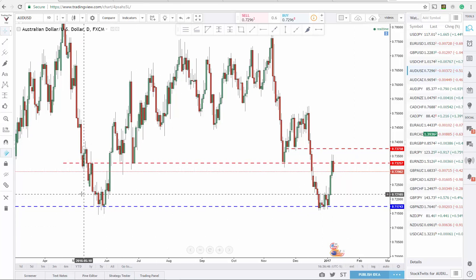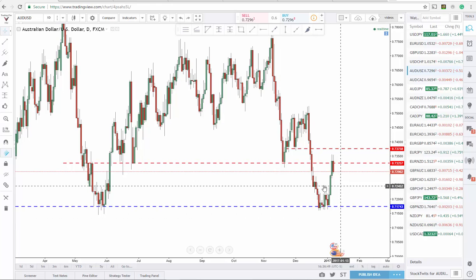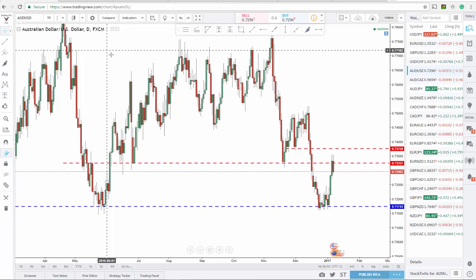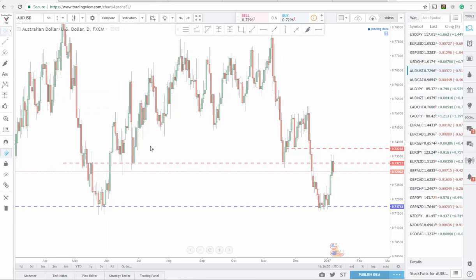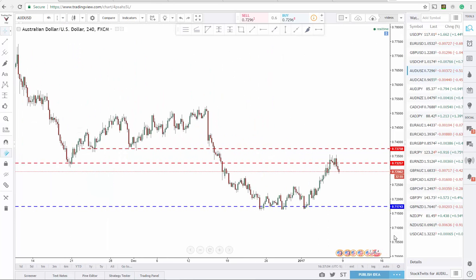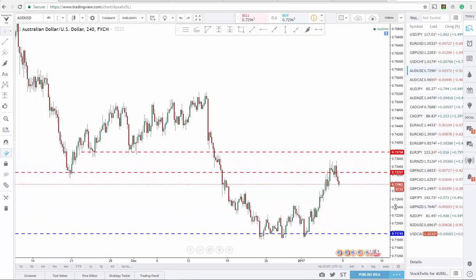And just as my video said, that is a level where I wanted to be looking for trading opportunities on lower time frames. So let's jump down to one of those lower time frames. And for the purpose of this video, our entry reason is just going to be double tops and double bottoms.